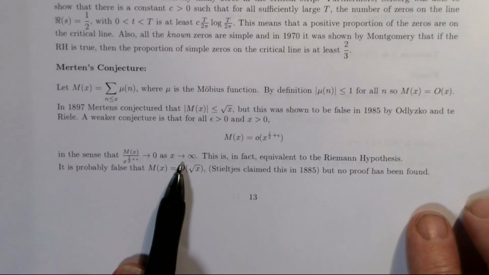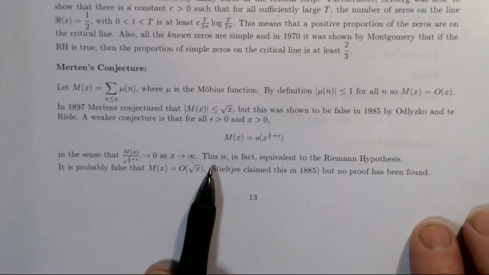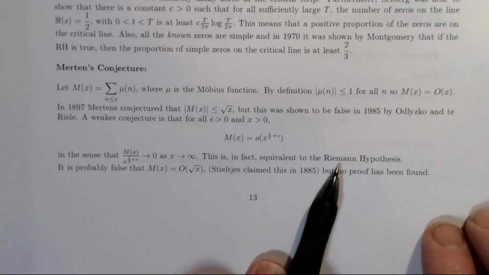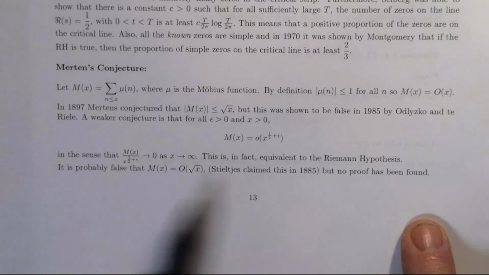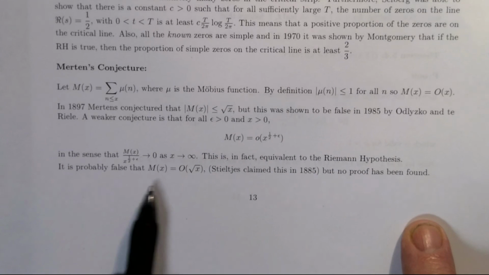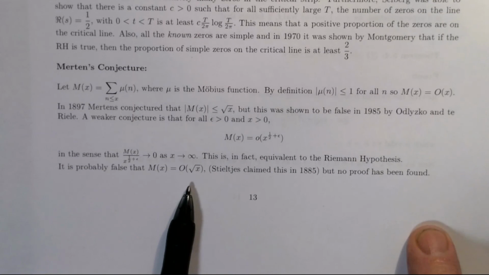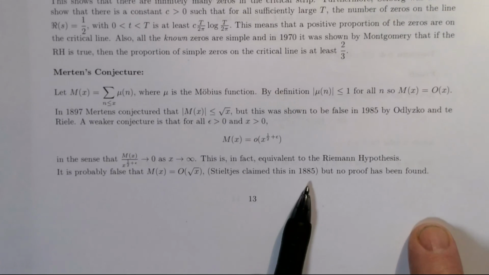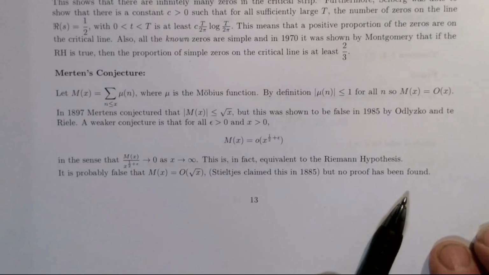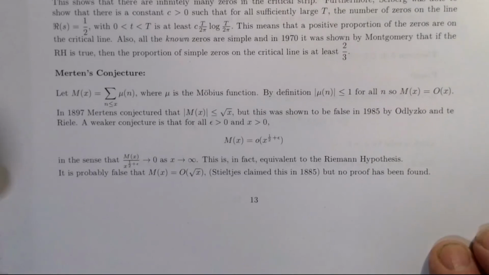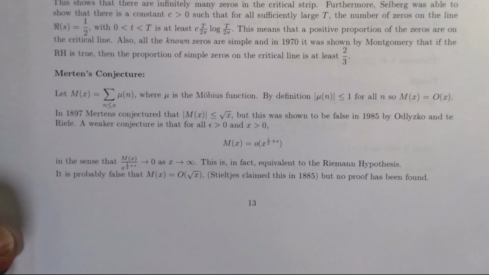Now it turns out that this is in fact equivalent to the Riemann hypothesis. It's probably false that it is big O root x. Stieltjes claimed this again in 1885, but no proof has been found. So what remains for us to look at is that we still haven't proven that there are no zeros on the line 1 plus it, and that will be looked at in the next section.